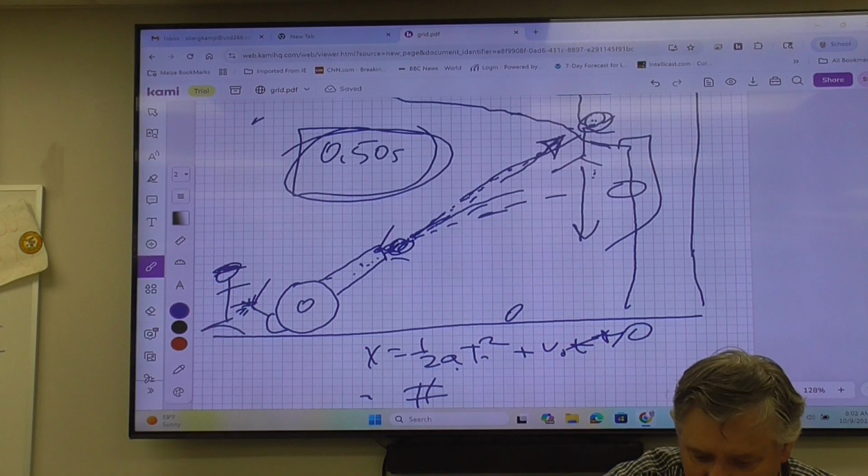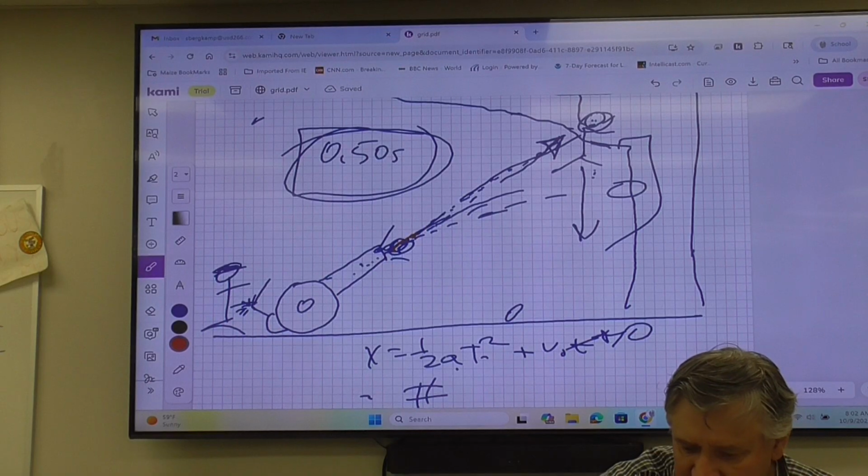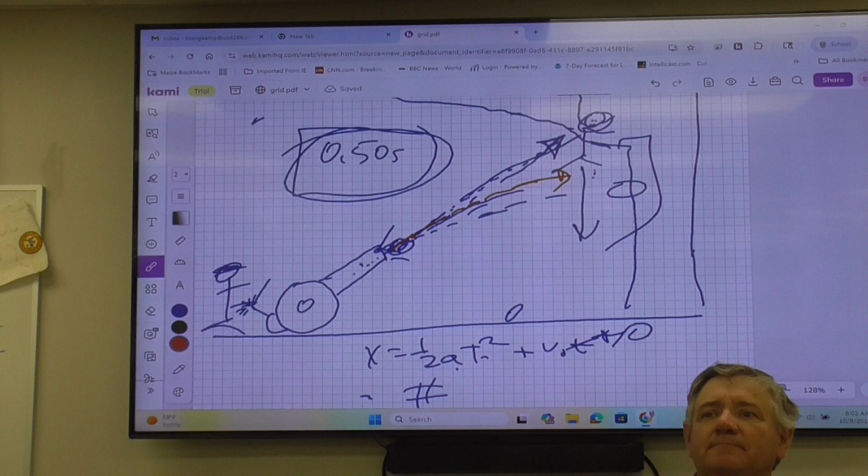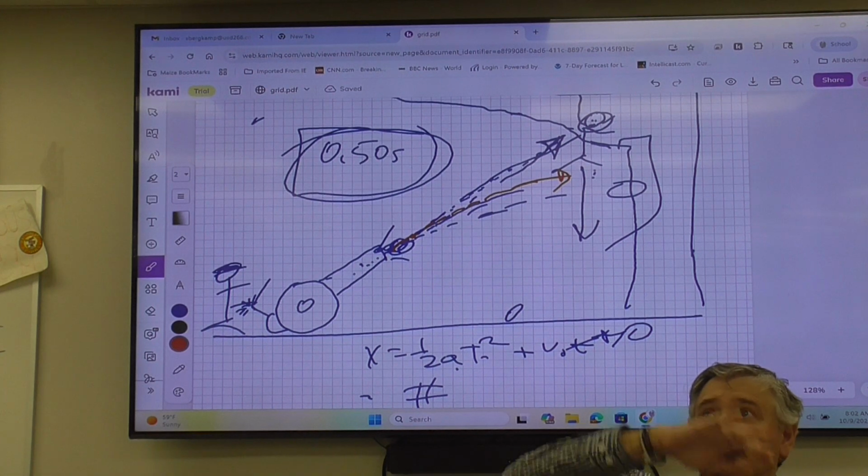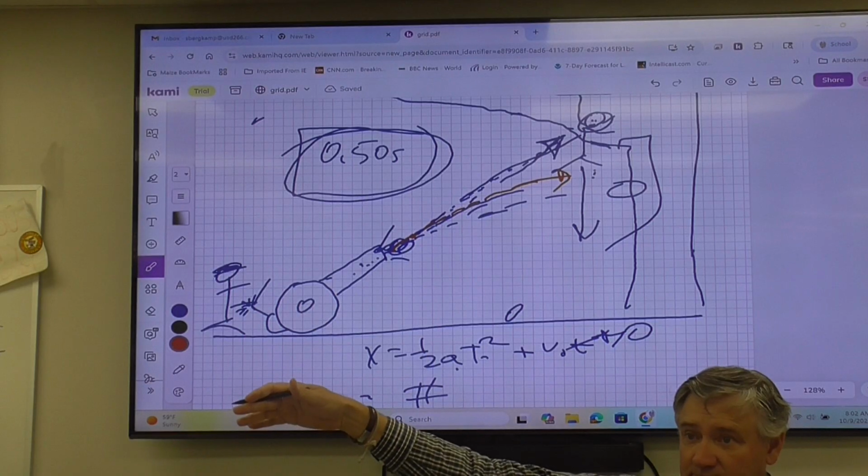So the path of the cannon is gonna be something like this. So it's not like you're just gonna nail the monkey then. It's not completely straight, so it's more like a parabolic curve. Well, that makes more sense then.